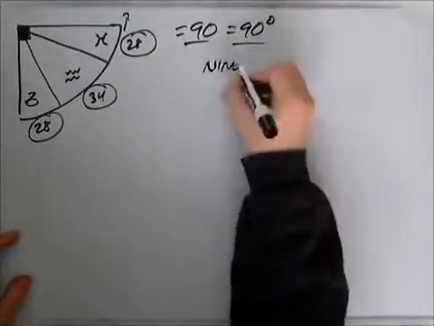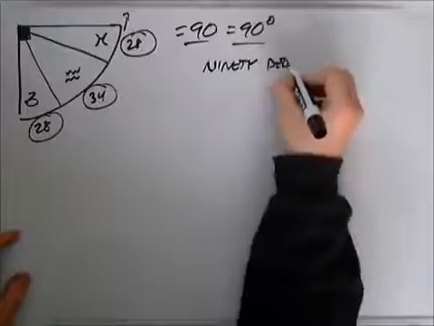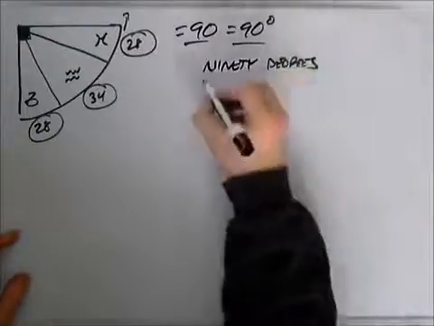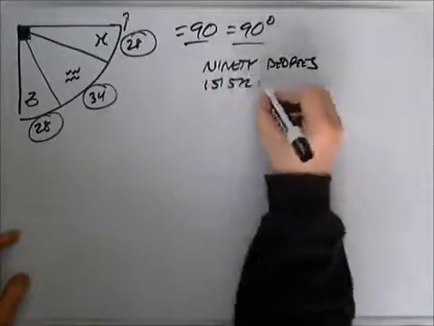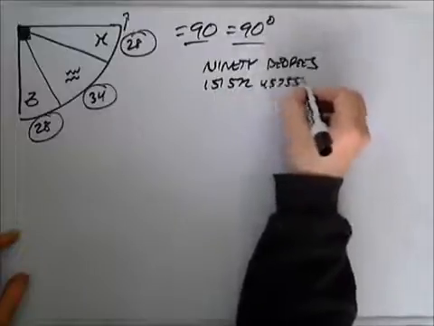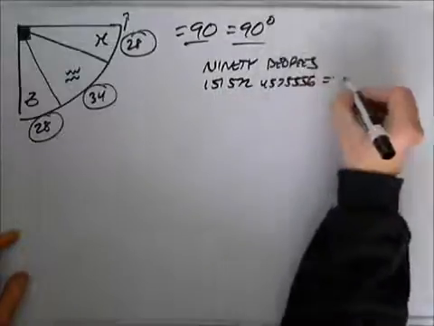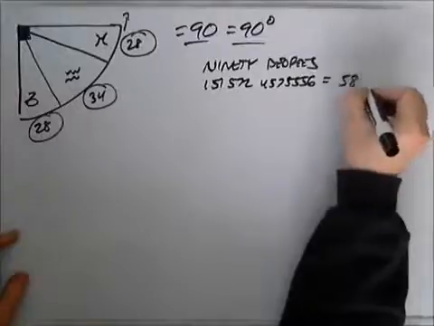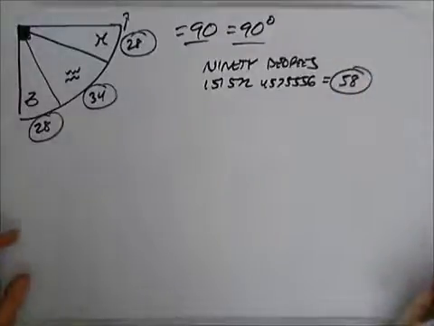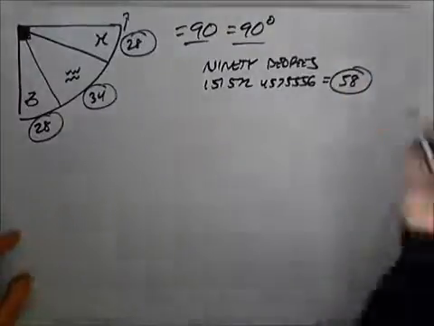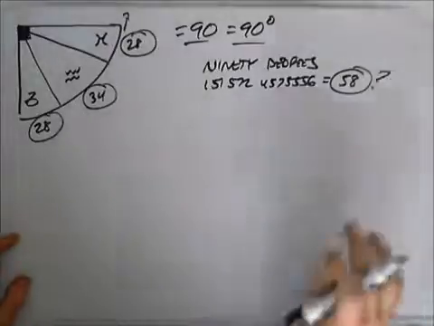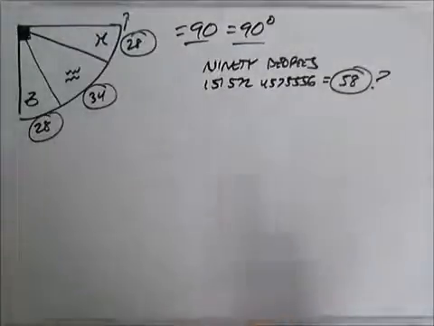Now, what we can do is actually do the numerology for the words 90 degrees. And it will actually equal 58. And why is this important that it equals 58? We're going to explore this. First off, what are we dealing with?